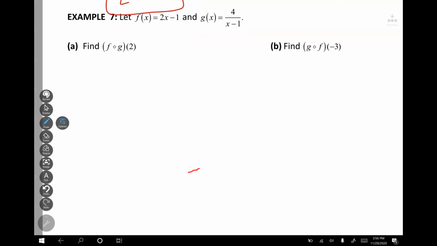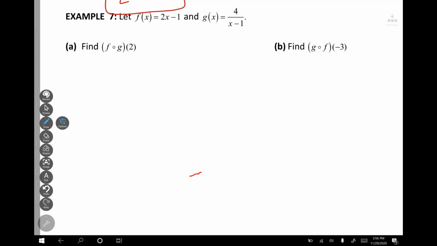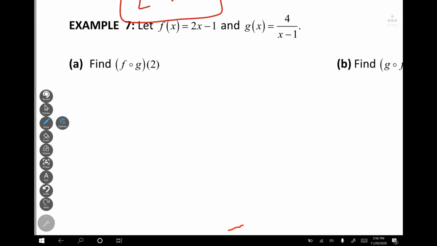All right, and finally on this last example, we are going to be evaluating composite functions. So let's see what this means. The only difference here in the question is that we actually have a number instead of the variable x. So we are finding f of g of 2.